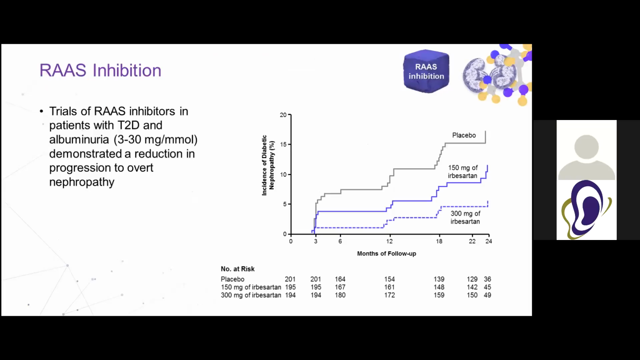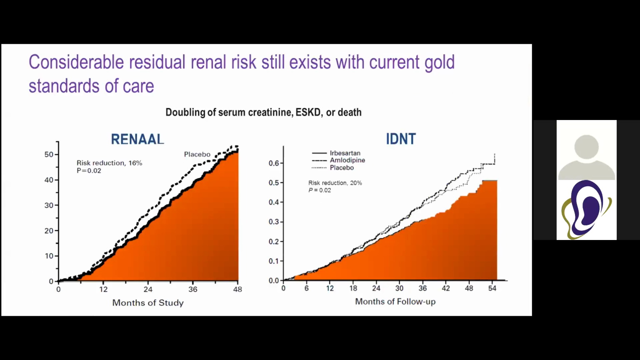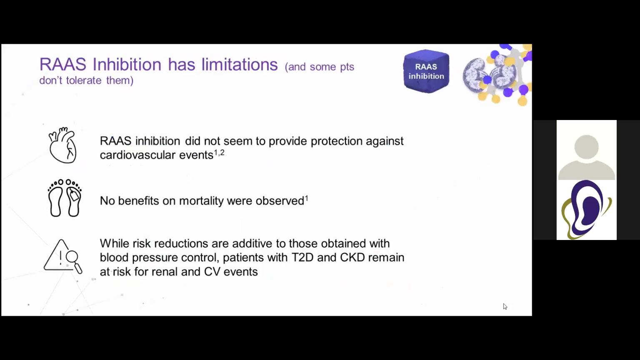And RAAS inhibition, which is our third cornerstone, has been shown very nicely to reduce progression to overt nephropathy. This is a study looking at irbesartan at 2 different doses and very much shows the incidence of diabetic nephropathy markedly reduced at different doses of ARB. However, there's a considerable amount of residual risk that still exists with the current standards of care. And in this orange, our risk reduction is only 20% if you look at IDNT or RENAAL, which means that a fair amount of risk still exists in this patient population.